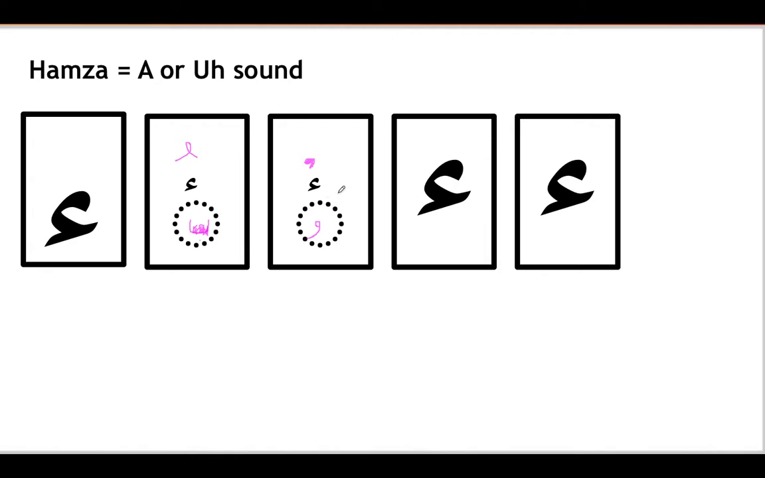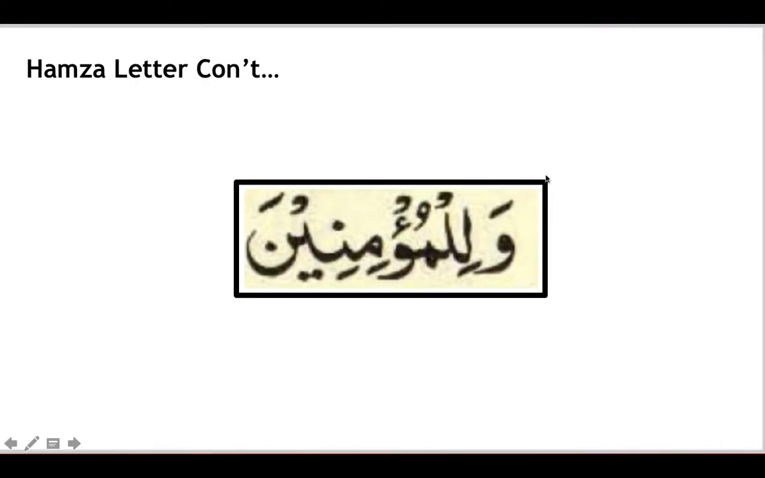If that makes sense. And again, the letter Hamza in the Quran, you also see it will have a kasra beneath it, and it may also have a fatha above it, alright? It may also have the double kasra and double fatha, as you might see in the Quran. Okay.